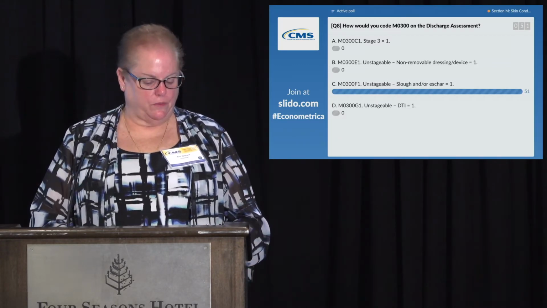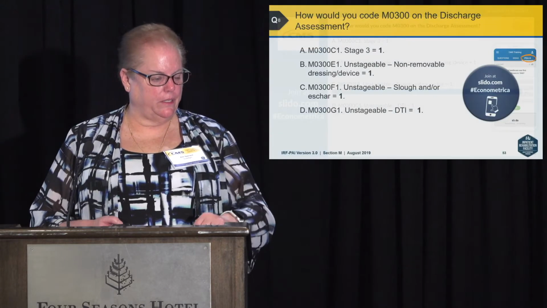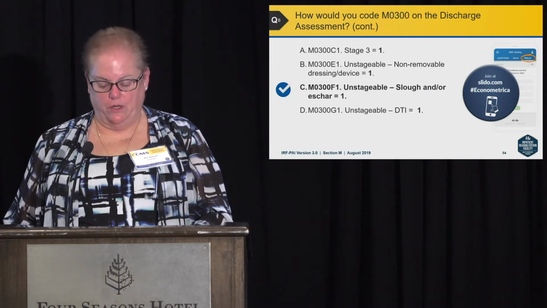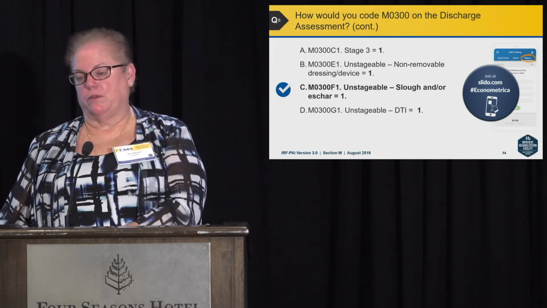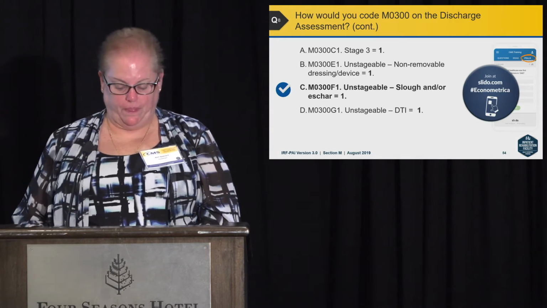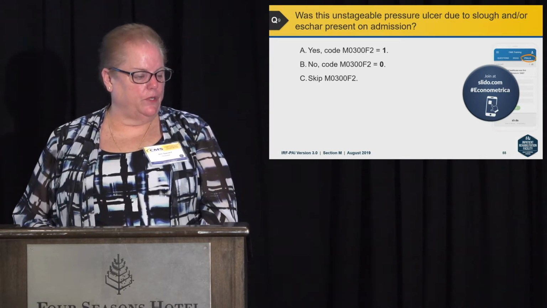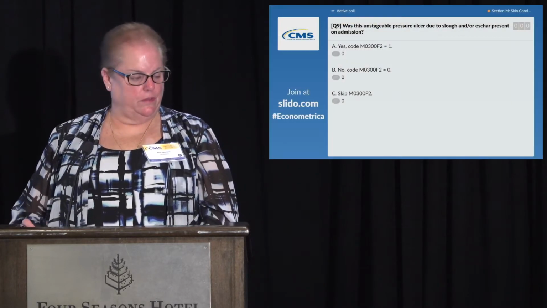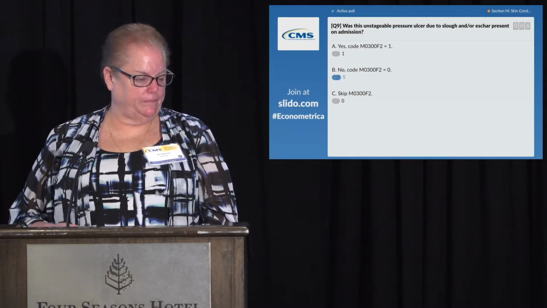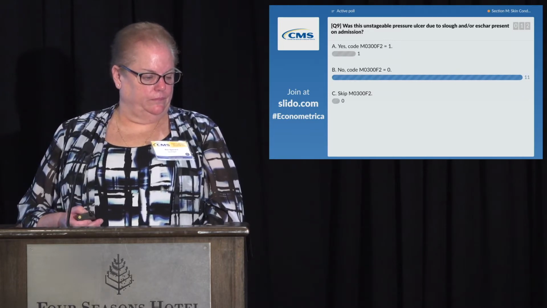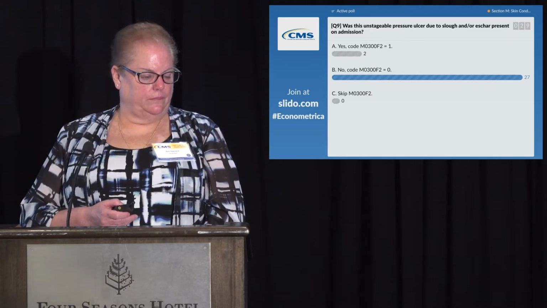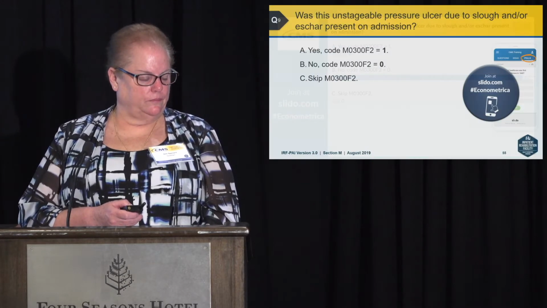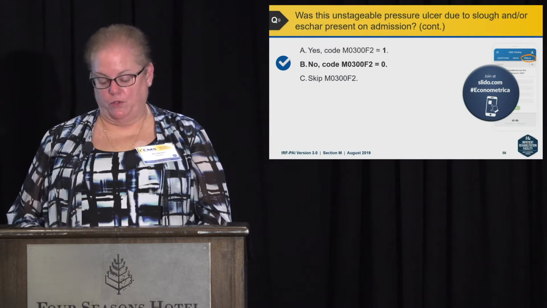And let's look at the answer. We got most people clicking in. And here we would code this as unstageable due to slough or eschar. So we knew it was a stage 3, but now it's covered in slough or eschar. Was this unstageable pressure ulcer due to slough or eschar present upon admission? Yes or no, or skip? Okay, let's look at the answer. And the answer is no, and most people got that correct.